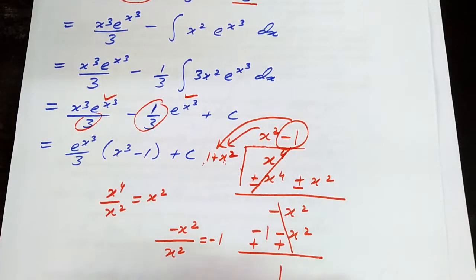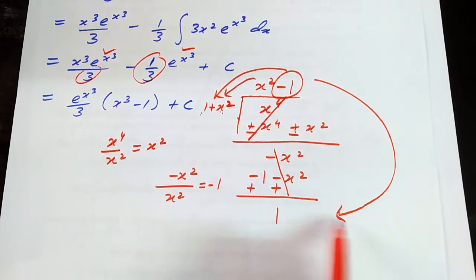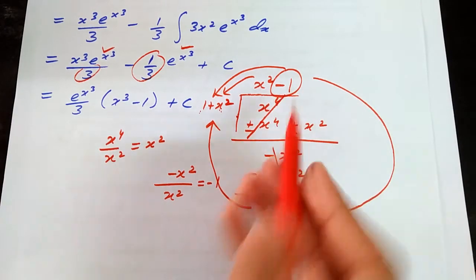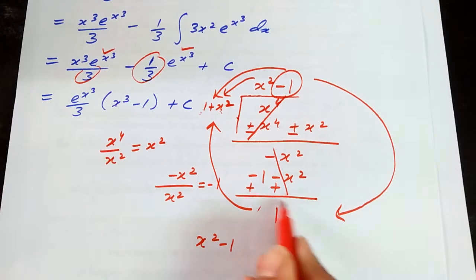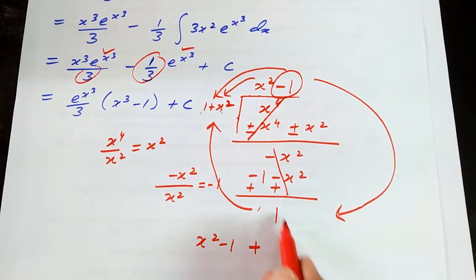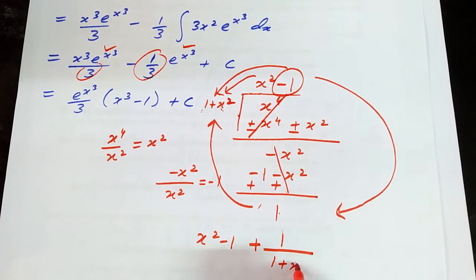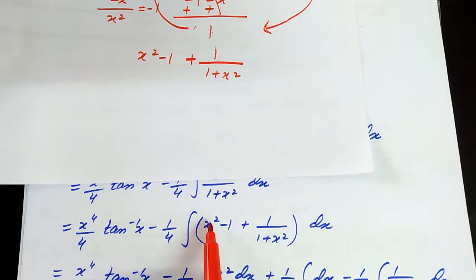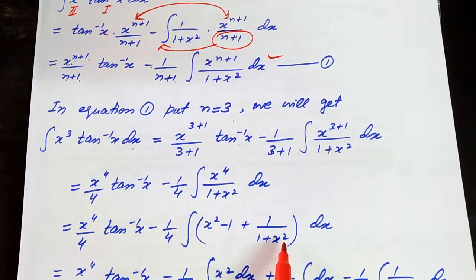Now we need to write it in fraction form. The method for writing it in fraction form is in this direction. Move in this direction. So first write x square minus 1. Then what is the sign with this number? This is plus. This is 1 over this 1 plus x square. So it can be written like this. After dividing, I got x square minus 1 plus 1 over 1 plus x square.